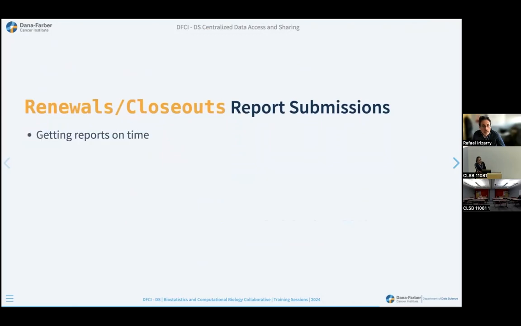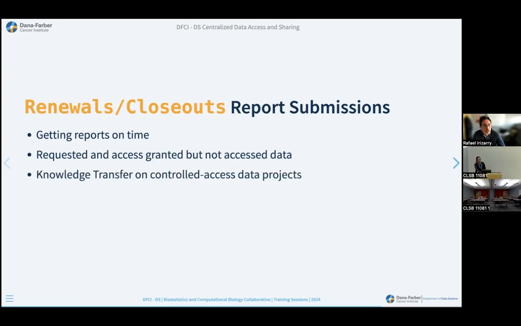And renewals and closeouts are another main challenge for us: getting reports on time, even when we have provided the access and everything. At the time of getting the report, they would say, oh, sorry, we didn't even access the directory because it wasn't suitable for us. So we just got the access, but we didn't access the data. Then how do we submit the report? We can just say we didn't access the data, right? And then it'll be canceled, along with the other members. So these are some things we face.